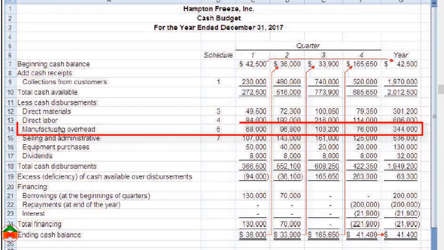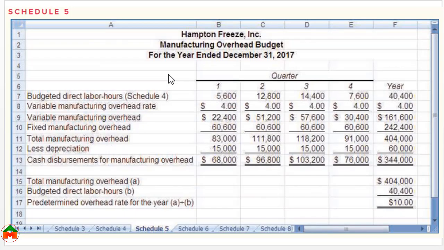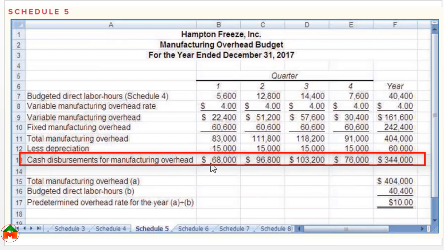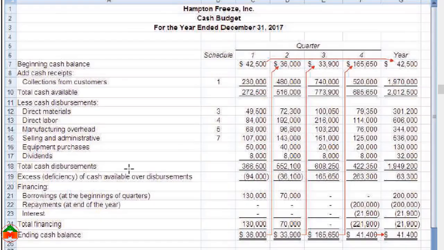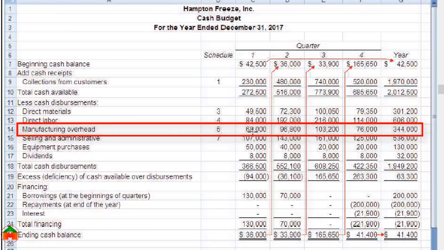Then you can see cash disbursement for manufacturing overhead cost, and this amount would be taken from the manufacturing overhead budget, which was prepared in the second tutorial. We can see cash disbursement for manufacturing overhead 68,000 in the first quarter, 96,800 in the second quarter, 103,200 in the third quarter, 76,000 in the fourth quarter. These are taken from the manufacturing overhead budget.